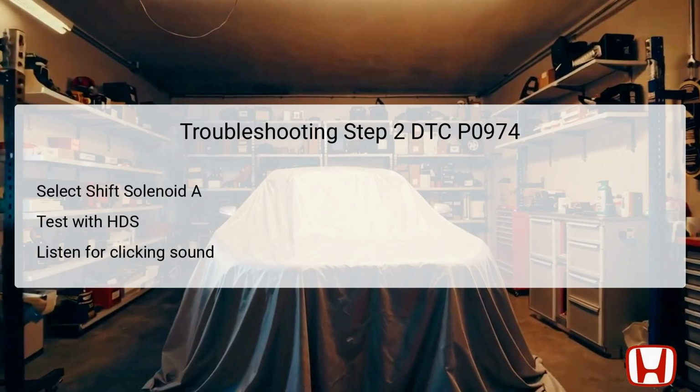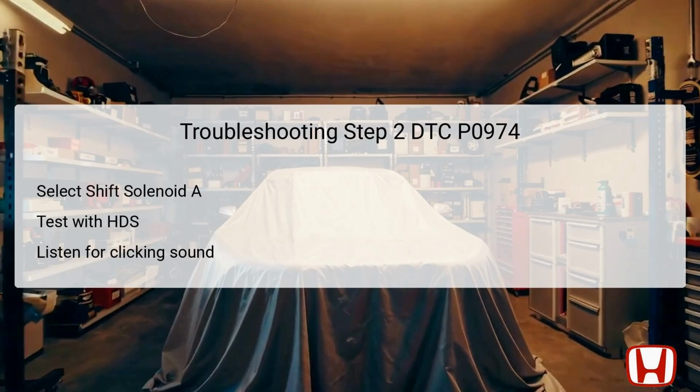In this second troubleshooting step, the technician will conduct an operational check of Shift Solenoid Valve A using the HDS. Select the Shift Solenoid Valve A from the miscellaneous test menu of the diagnostic tool. Once selected, initiate the test and closely listen for a clicking sound, which indicates that the solenoid is functioning properly. If a clicking sound is indeed heard, this confirms that Shift Solenoid Valve A is operational, and you can proceed to the next troubleshooting step.